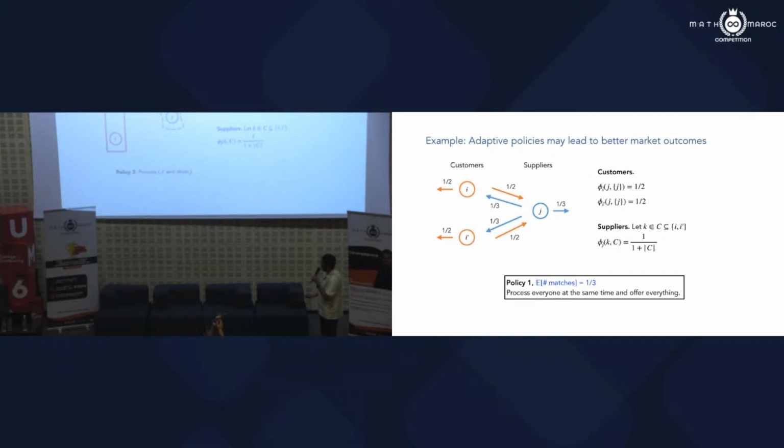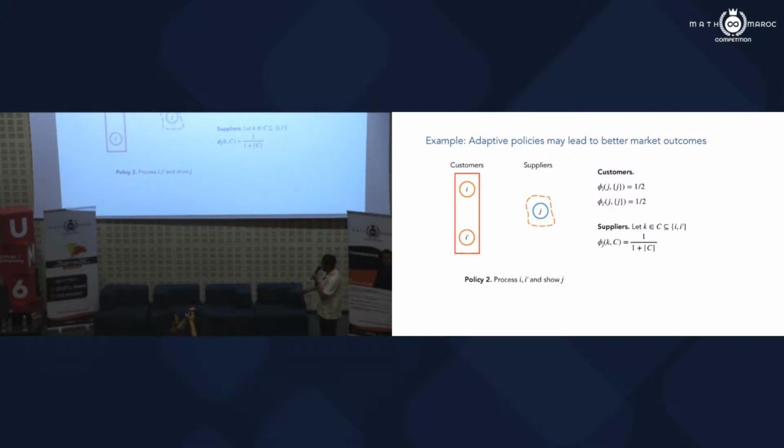Let's look at another policy. I'm going to start with one side. I start with customers, and I show them j. If both of them choose j, I will offer both of them to j. If only one of them chooses j, I only offer that one. So, as you can observe here, I'm introducing something called adaptivity. I'm getting some feedback from the customers before I proceed. So this is an adaptive algorithm, and it performs better than the other one.